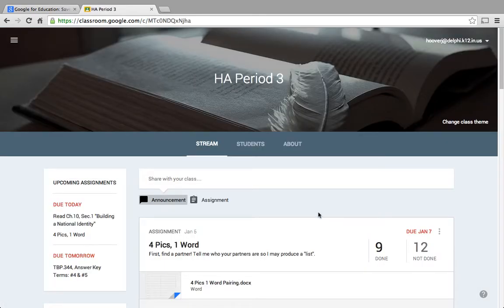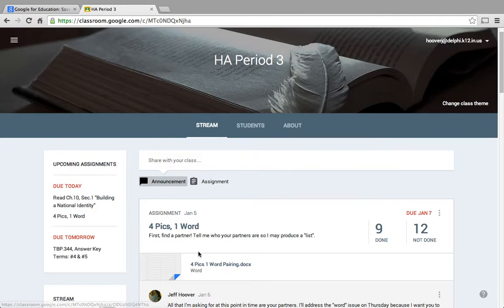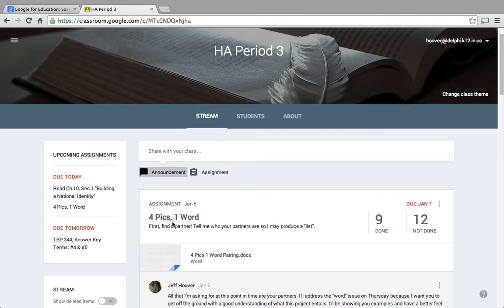This is period three, and upcoming assignments. What's due today and what's due tomorrow? I have both of those, so we'll just slide you down here from top to bottom. So, Four Pics, One Word is an activity, a project that I'm going to have them be doing. All I'm asking them is who your partners are and to put them on the list. There's a list right here that tells what's going on.